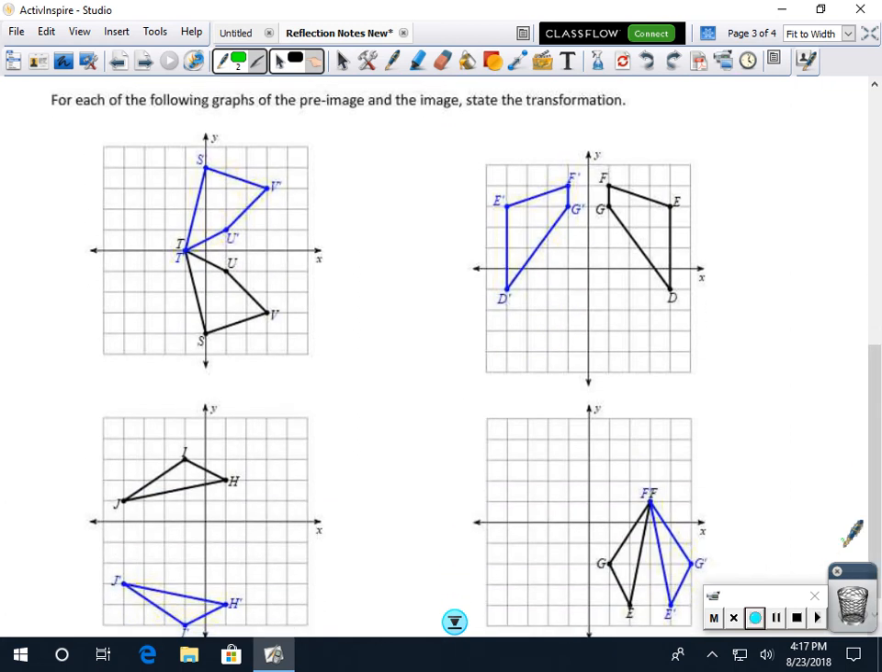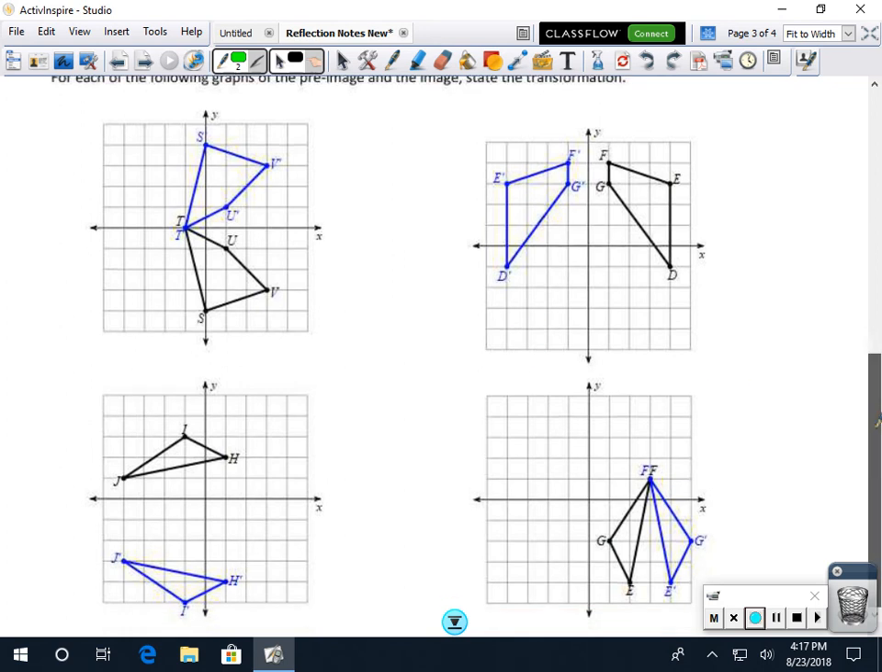Right, so looking at these graphs, they give us the pre-image and the image, and they want us to state the transformation that occurs here. So what you're looking at is the middle between the two pictures to figure out what line it is that you're reflecting over. Looking at this first one, I see that in the middle between the two is this line right here, and that is actually my x-axis. So the rule for this one is that we reflect over the x-axis.